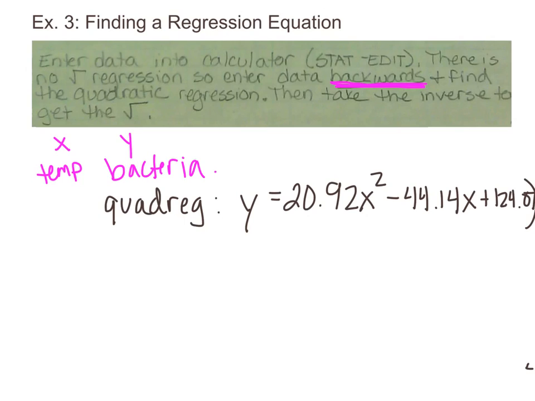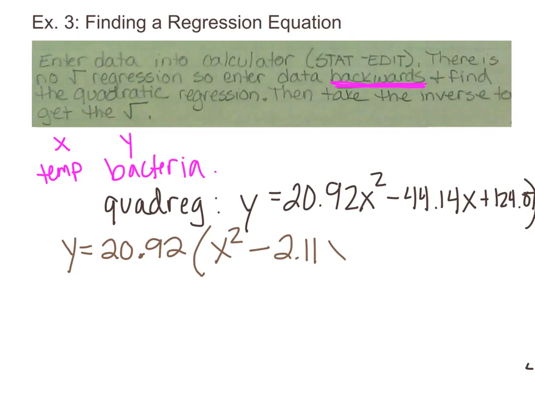All right, so now we need to convert it. So we need to convert it to vertex form. So we need to factor out 20.92. You're going to need your calculator for this because we need to divide 44.14 by 20.92, and you get 2.11. And then I'm going to leave a space and close the parentheses, and then have my plus 124.07.